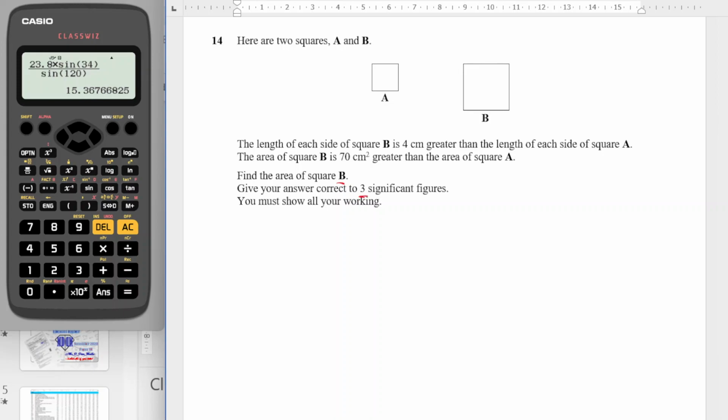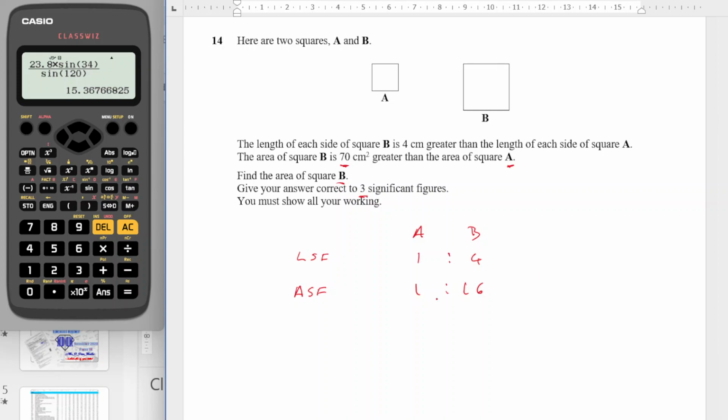Okay, so we're going to be using scale factors here. If I look at A and B and discuss the length scale factor, the length scale factor of A to B is 4 times greater, so it's going to be 1 to 4. So the area scale factor is going to be, in effect, 1 to 16, because it's the length scale factor squared. What we're actually told is that the area of square B is 70 centimeters greater than the area of square A. So that's the difference.